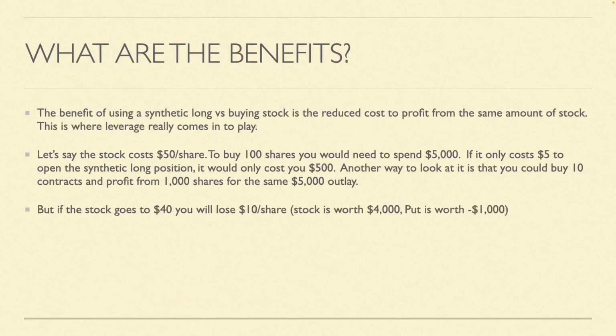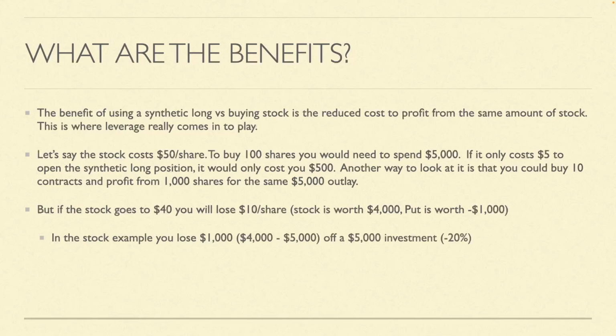But if the stock goes down to 40, you'll lose $10 per share. In this case, the stock is worth 4,000. The put is worth minus 1,000, meaning you actually have to pay to get out of it. In the stock example, you lose $1,000. You're now down to 4,000. Off a $5,000 investment, you lost 20%, just the negative of what you gained.